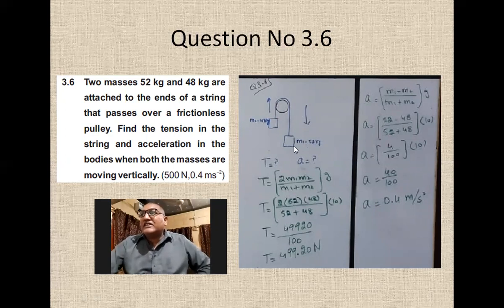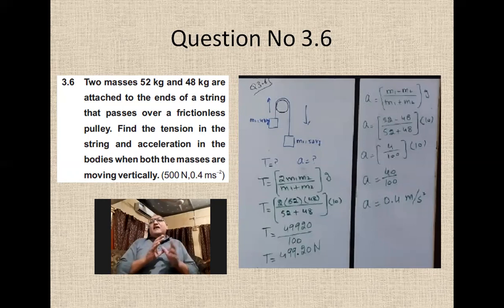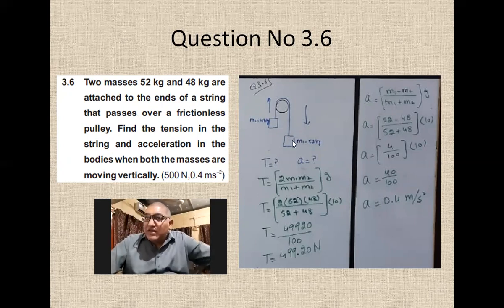So obviously this whole system will go like this. This is the pulley, and they both are attached with the string. Obviously where the larger mass is, there the body will go down. In both the bodies, the acceleration will be the same. They both will move with the same velocity, they both will move the same distance, and they both will move in the same time. So the question is, what is the tension?